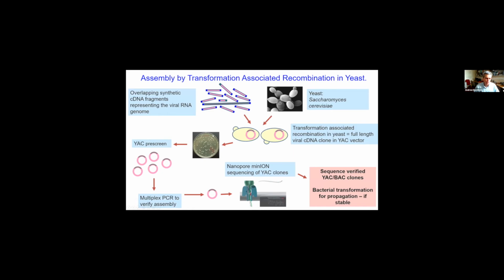About 2 days later, 2 to 3 days, you get your yeast colonies, you screen these via multiplex PCR, so this takes 1 or 2 days, and then you can verify the clones by nanopore sequencing, which we can do in our laboratory. So the whole process, if you have the gene fragments, can take less than a week to get a clone. And then you can transfer your YAC clones into bacteria, which we can do for SARS-CoV-2, but not all coronaviruses, and propagate them if they're stable.